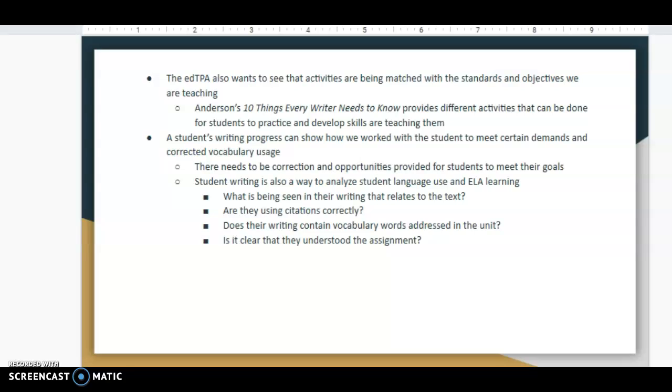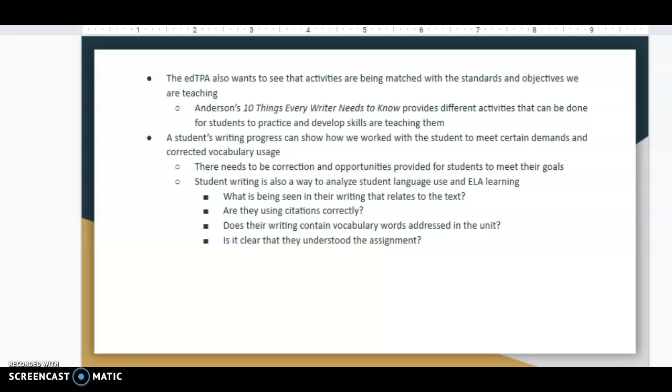A student's writing process can show how we worked with the students to meet certain demands and corrected vocabulary usage. There needs to be correction and opportunities provided for students to meet their goals. We can't just go through and say, oh yeah, they completed it, they're good. We actually have to go through, make those corrections, make sure the vocabulary use is correct, the grammar use, making sure they're hitting that goal that we set for them. Did they use their focus throughout their paper? Did it actually match up? What they were saying, did it match their focus of their paper?